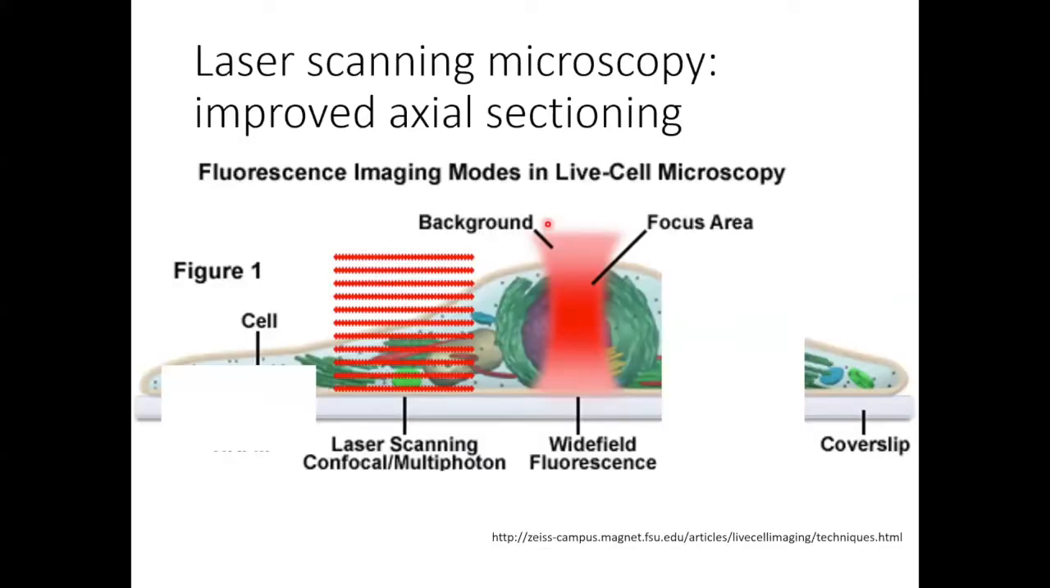This is a nice illustration showing you the improved axial sectioning that you can get from laser scanning microscopy. In normal wide field fluorescence, you're not scanning across the sample, you're illuminating the entire tissue at one time using a normal objective lens. Your focal spot is going to be quite broad in the Z direction over the entire sample. So the tissue region that you focus on is a lot thicker than the region that you can focus on with laser scanning microscopy methods.